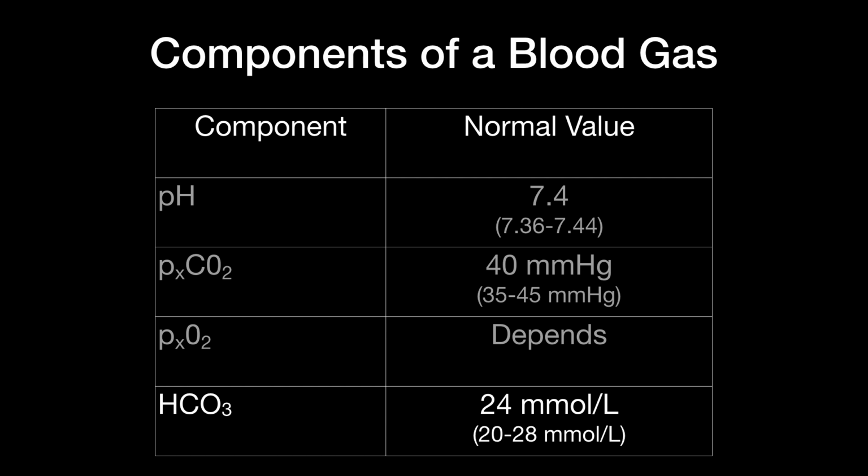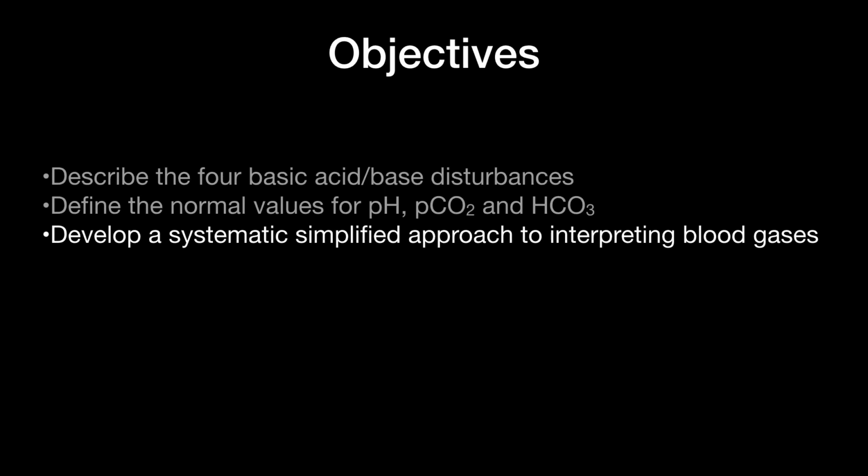Whenever you look at a resource, you'll see subtle differences in these normal values. Everyone agrees that a normal pH is 7.4, but the range of normal is subtly different. The same with the partial pressure of carbon dioxide and bicarb. So don't get hung up on the exact normal value, but think about it within a range. Now let's go to the third objective of this video, and that's developing a simplified approach to interpreting blood gases.